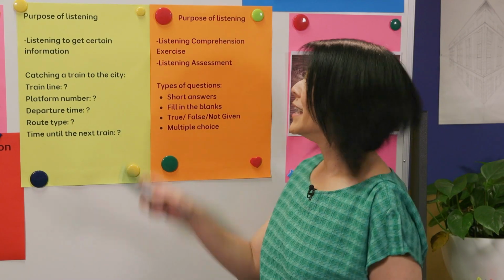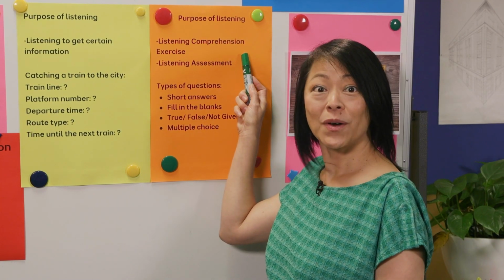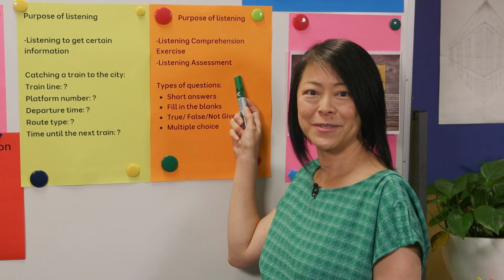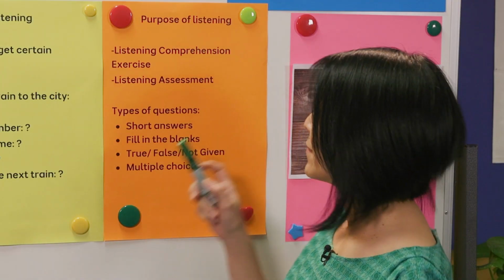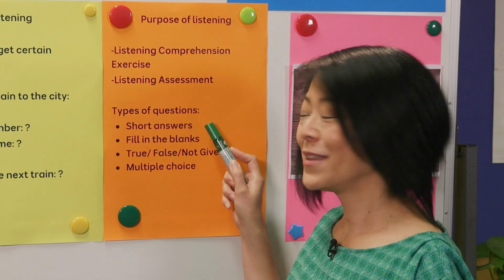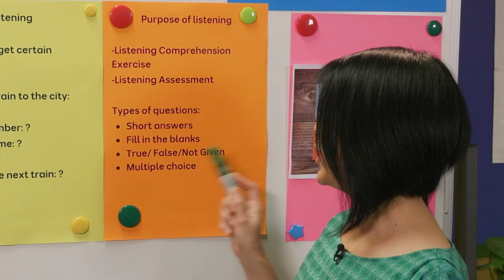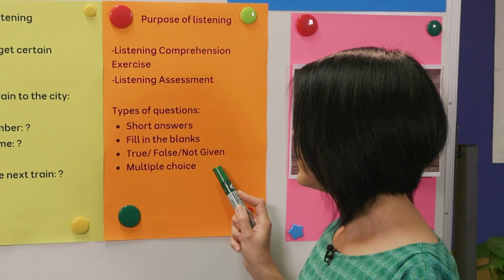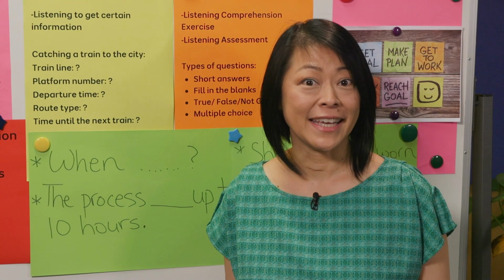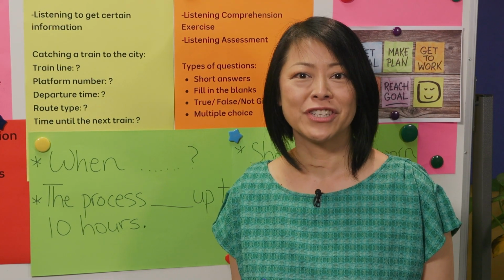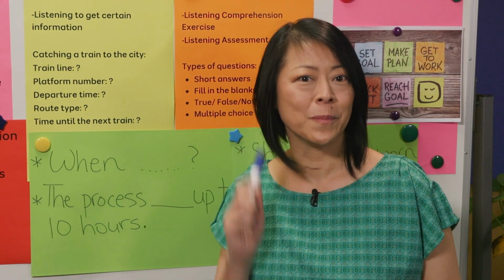If you are doing a listening comprehension exercise or listening assessment, familiarize yourself with the types of comprehension questions you might come across. Here are some examples: short answers, fill in the blanks, true, false, not given, and multiple choice. Read the questions carefully to understand the information you need to listen out for.